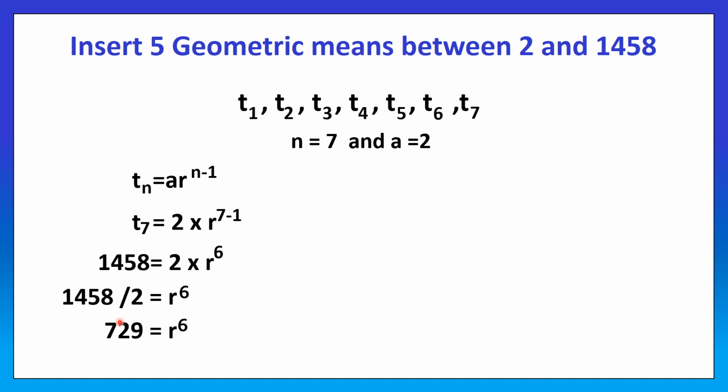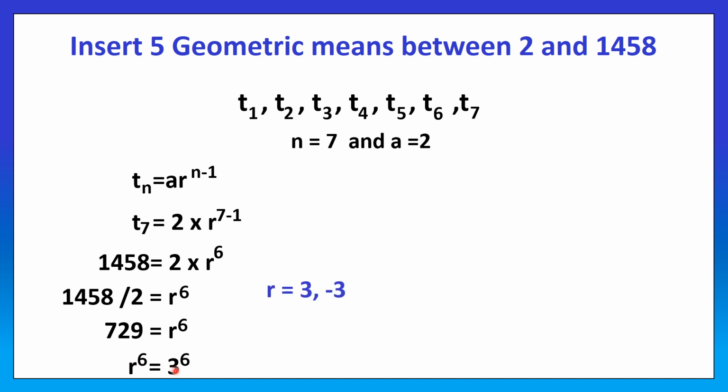Now we have to find what raised to 6 is 729. For this, in one of our previous videos, we have explained how to do this division. Here we can understand that 729 is equal to 3 raised to 6. That means when we multiply 3 into 3 into 3 into 3 into 3 into 3, the answer will be 729. So 3 raised to 6 is equal to 729, and that is also equal to r raised to 6. When the powers are equal, r must be equal to 3.